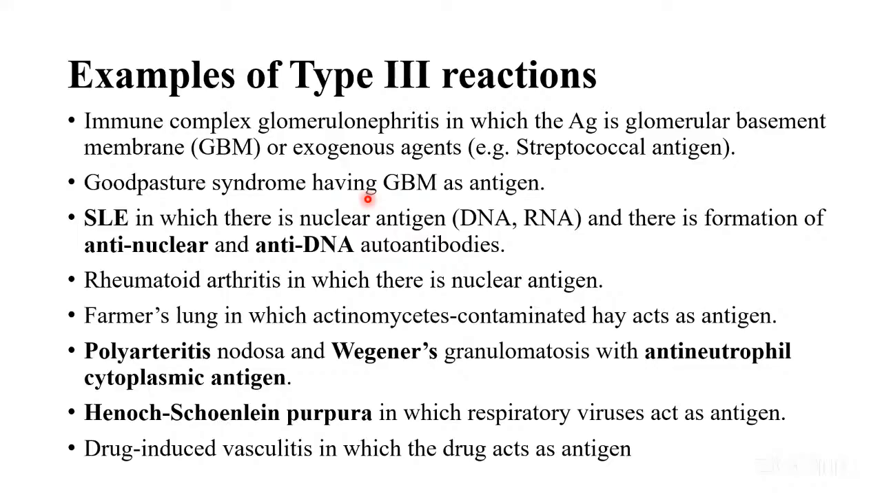Now, examples are things such as antibodies against the glomerular basement membrane, or exogenous things such as streptococcus that are involved in the glomerulonephritis. Good pasture syndrome, and we saw that in glomerular basement membrane. And then we have the systemic lupus erythematosus, which is a very common autoimmune disease, and it's where there is a nuclear antigen, DNA or RNA. Then there is the formation of antinuclear and anti-double-stranded DNA autoantibodies.